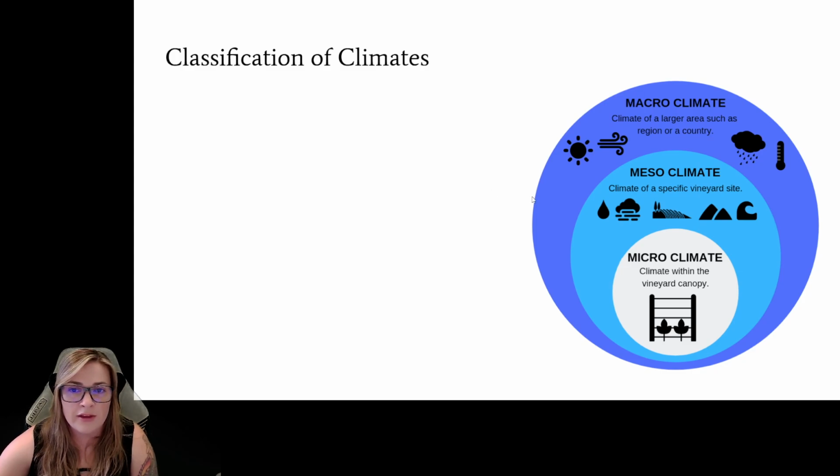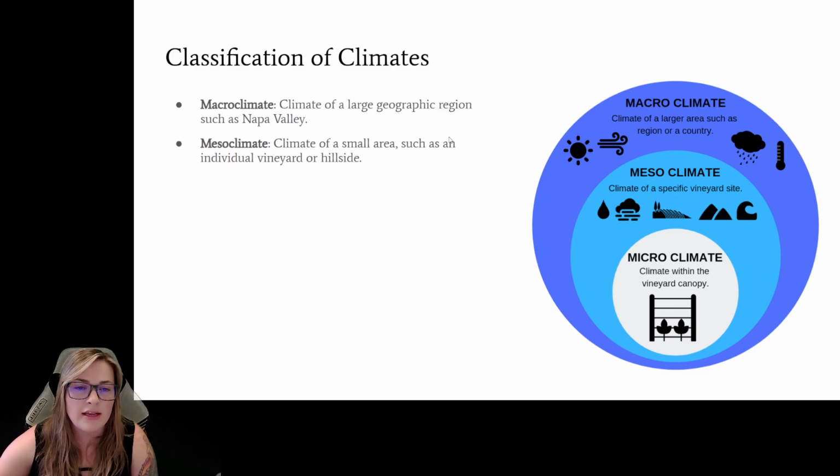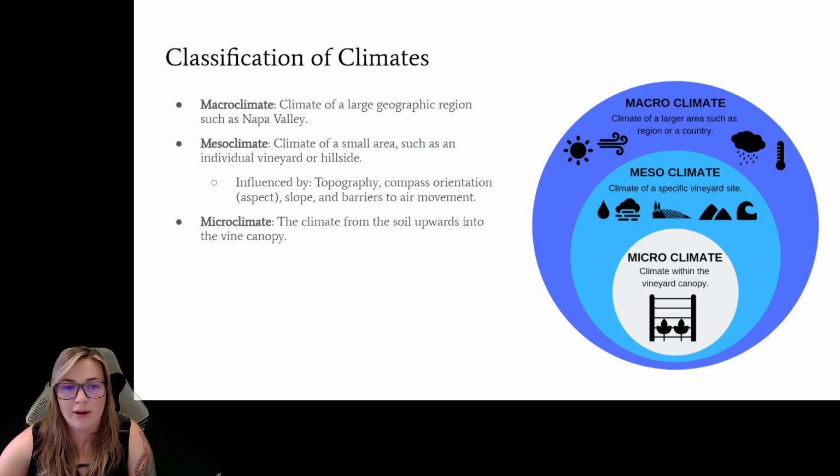Okay, and then for classification of climates, you have a nice graphic here, but we'll go through the definitions for you. So you have macroclimate, which is the climate of a large geographic region, such as Napa Valley. Mesoclimate is a small area, such as an individual vineyard or hillside, which is influenced by topography, the compass orientation or the aspect, slope, and then also barriers to air movement. Then we have microclimate, which is the climate from the soil upwards into the vine canopy. So it's within the vineyard canopy itself.